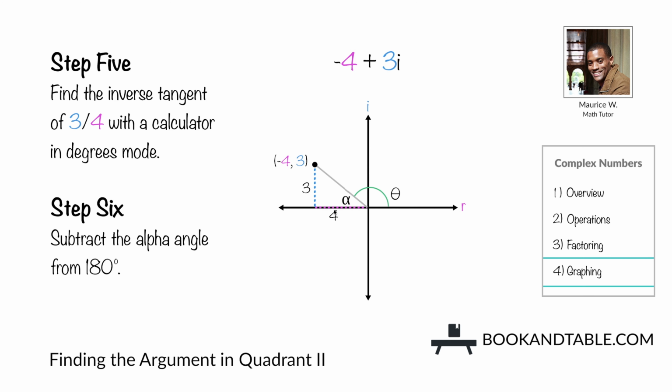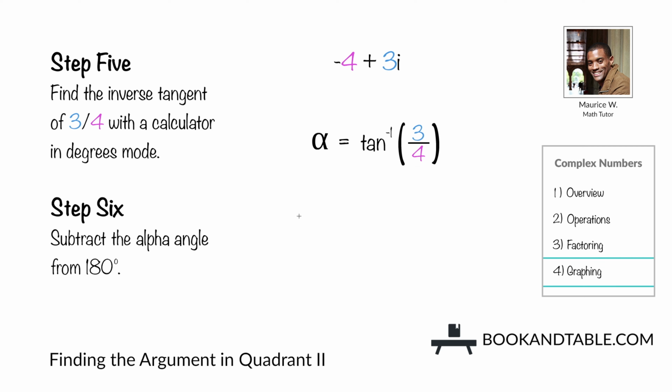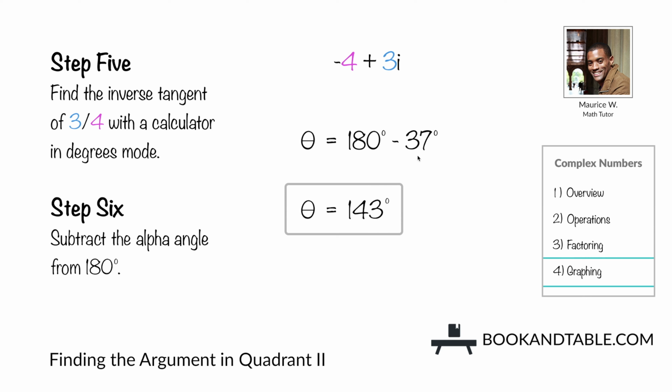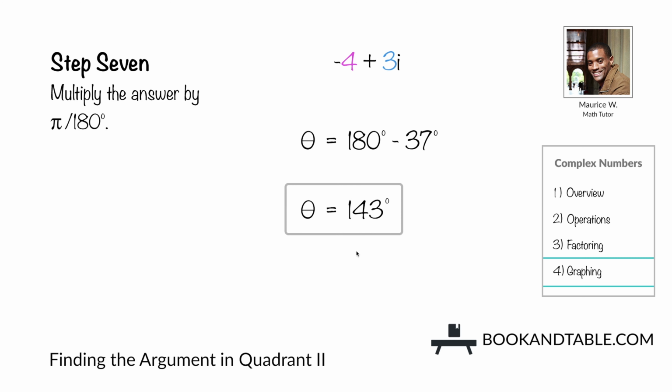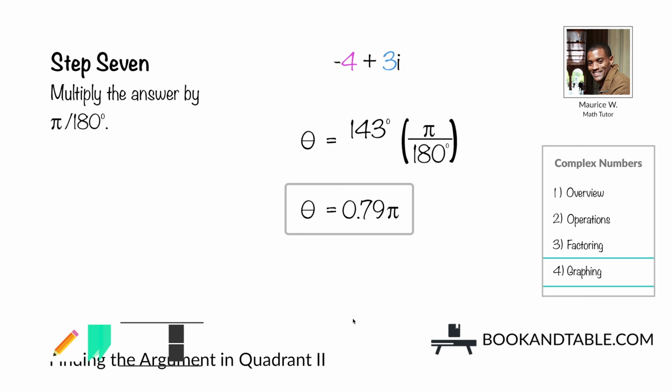So we find the inverse tangent of 3/4 with a calculator in degrees mode, giving us that alpha is equal to the inverse tangent of 3/4, which shows us that alpha is equal to 37 degrees. When we subtract the alpha angle from 180 degrees, we get theta is equal to 143 degrees. If you wanted to get this answer into radian form, you multiply it by pi over 180 degrees. 143 degrees times pi over 180 degrees gives you 0.79 pi radians. So the answer would be 143 degrees, or 0.79 pi radians. So that is how you go about finding the argument in the second quadrant.